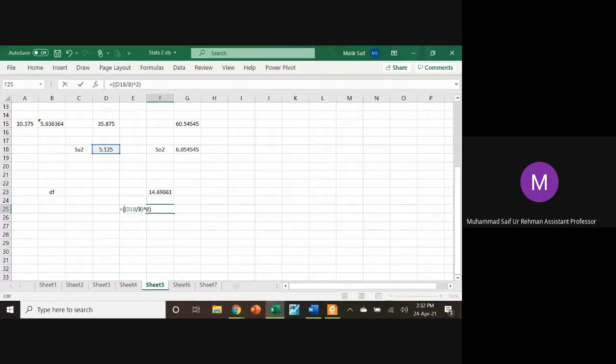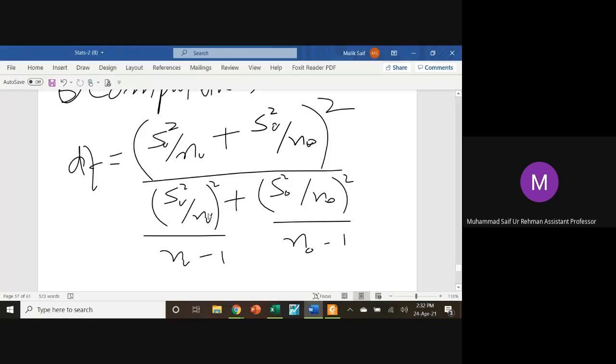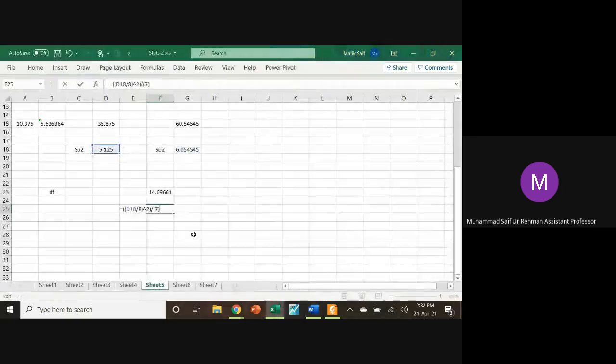Okay, so divided by, again put brace, n u minus 1, 8 minus 1, 7. Close the brace. Fine. And then if you see the formula, in the formula there is SU square divided by NU whole square. So this is what I have done over here.